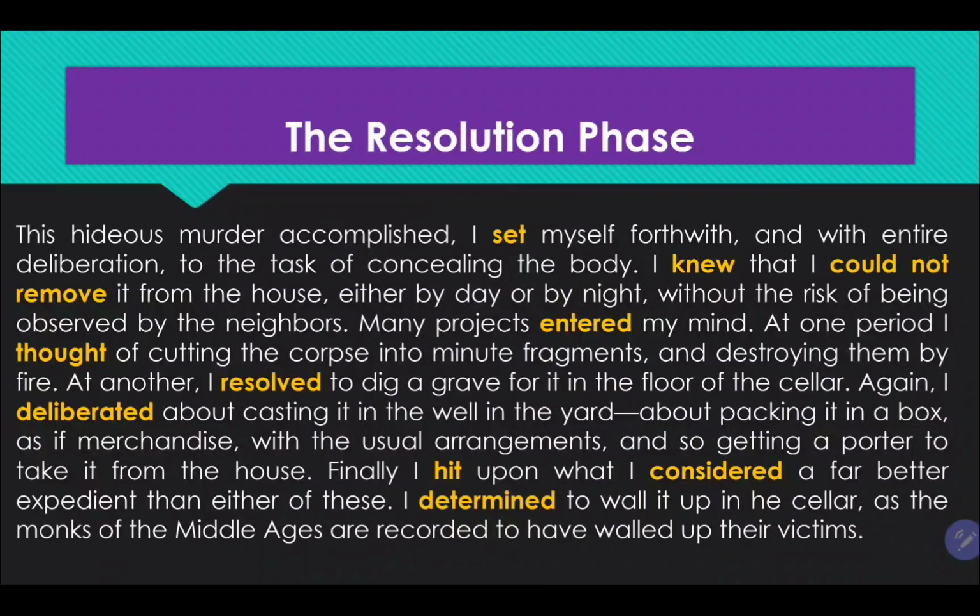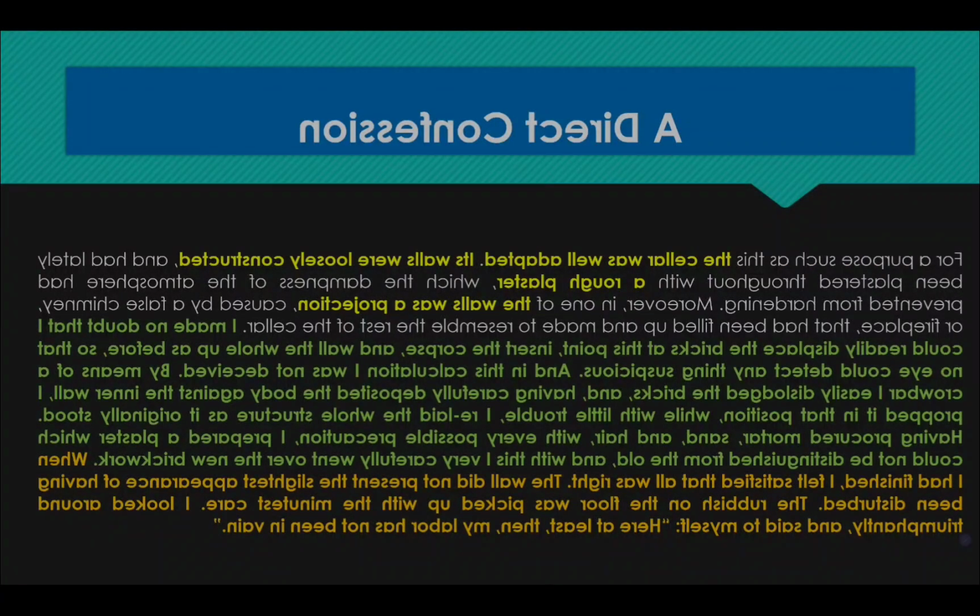Now we have the resolution phase, which shows a fast movement of events and actions after the narrator's commitment of the second crime. The narrator's narrative is now rendered in a series of simple past tense verbs that marks out spontaneous decisions and resulting actions, which is a matter of sequentiality. And this sequentiality is arranged in steps. Most of the verbs used in this stage are mental ones, which show in turn the narrator's internal struggle. When he said, "I said, I knew, I couldn't remove, many projects entered my mind, I thought, I resolved, I deliberated, I hit upon what I considered, I determined." So this is the matter of the psychological conflict for the narrator in this particular situation inside the prison.